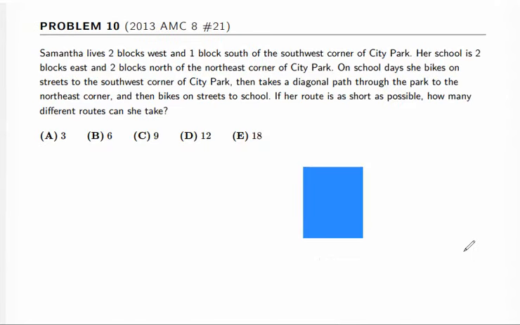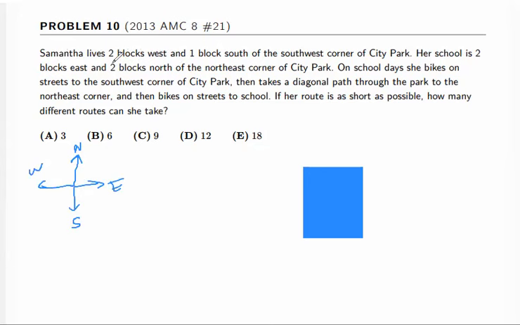So let me start with this one. This looks a bit challenging. So let's assume this is the park, the city park. And she lives 2 blocks west. Think about it this way. Let's say this is north, and this is east, and this is west, and this is south.